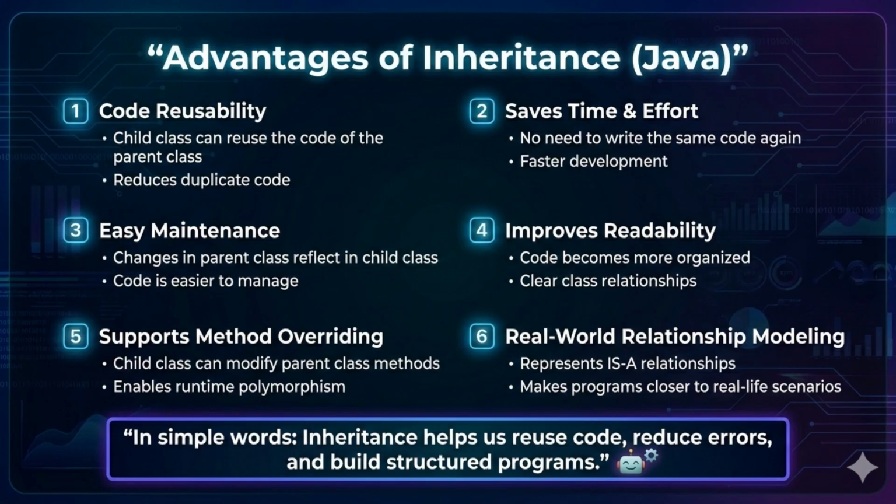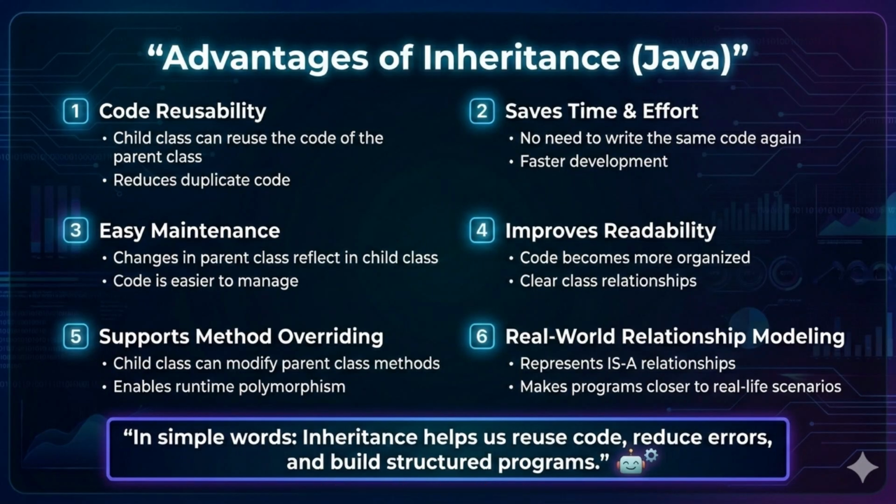Easy maintenance. If we change something in the parent class, those changes automatically reflect in the child class. So the code becomes easy to maintain and update. Improves readability. Inheritance makes the code more organized. When someone reads the code, they can easily understand the relationship between classes. Supports method overriding. Inheritance allows method overriding. That means the child class can change the behavior of a method defined in the parent class. This helps in achieving runtime polymorphism.